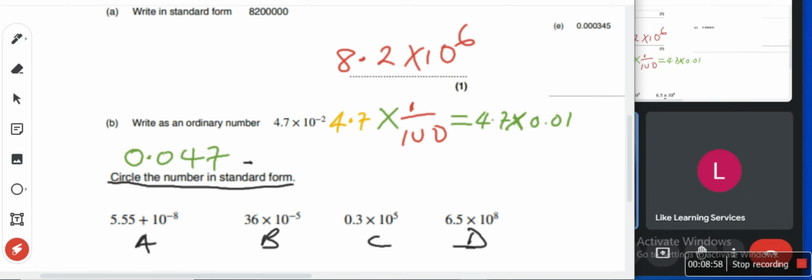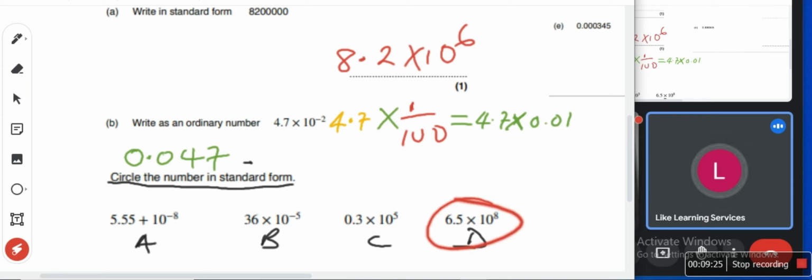Because that's a plus. It should be a times. Why is it not B? Because that number doesn't have any decimal. It should be 3.6 times that. Why is it not C? Oh, because there's no whole number before the point, so it's D.